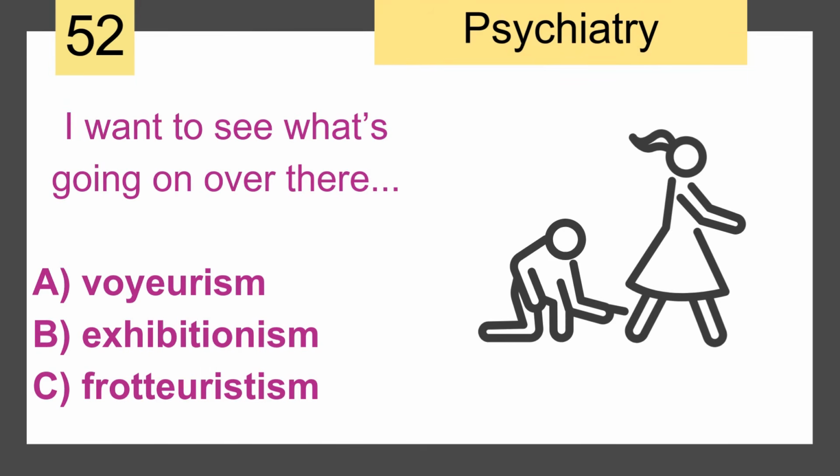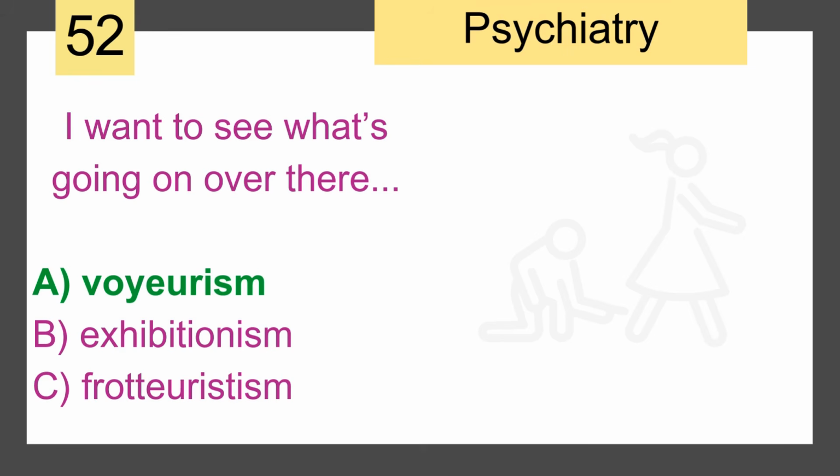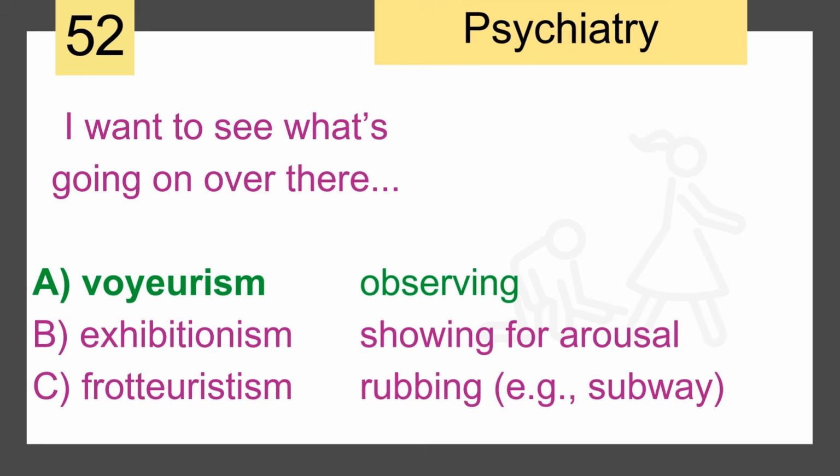Question 52. I want to see what's going on over there. This is one of the fetishes. This is voyeurism, looking where one shouldn't look, as opposed to exhibitionism, which is showing oneself for arousal when exposing themselves, and frotteurism, I don't really know how to pronounce that, that's rubbing, for example, against someone in a subway.